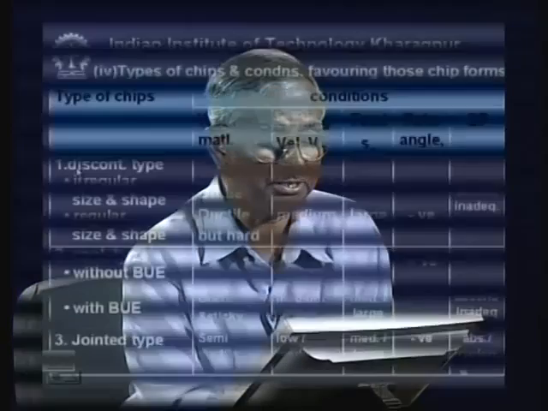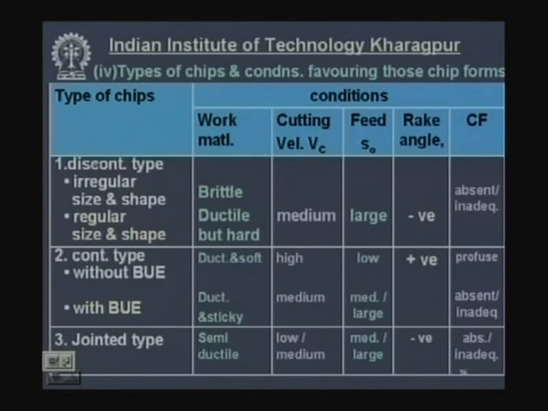Now, here you see discontinuous type, irregular size. There are 2 categories of discontinuous type. The chips are broken, but the small particulate chips may be of the same size or shape, or of irregular size or shape, or regular size or shape. When this is discontinuous and of irregular size and shape, it is a little lumpy and maybe a little dusty, of various sizes.